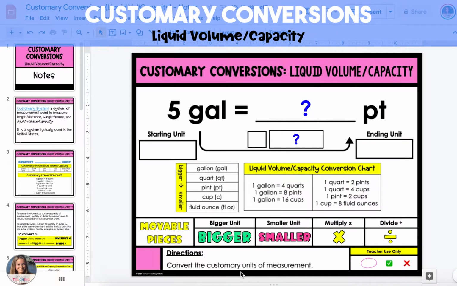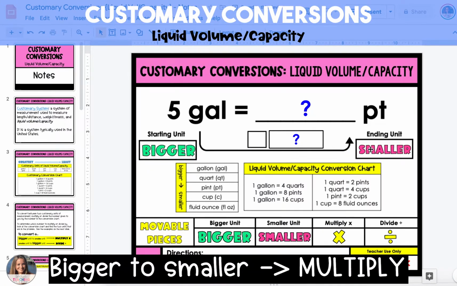In this video, I'm going to show you how to convert customary units of liquid volume or capacity. In the first example, we're going to convert 5 gallons to pints. First, we need to look at our two units of measurement. Gallons are bigger than pints, so we're going to drag the word bigger underneath 5 gallons, and then we're going to drag the word smaller underneath the pints.